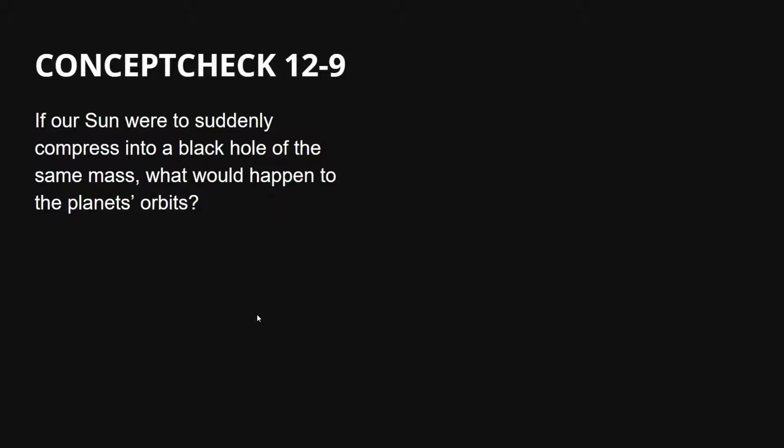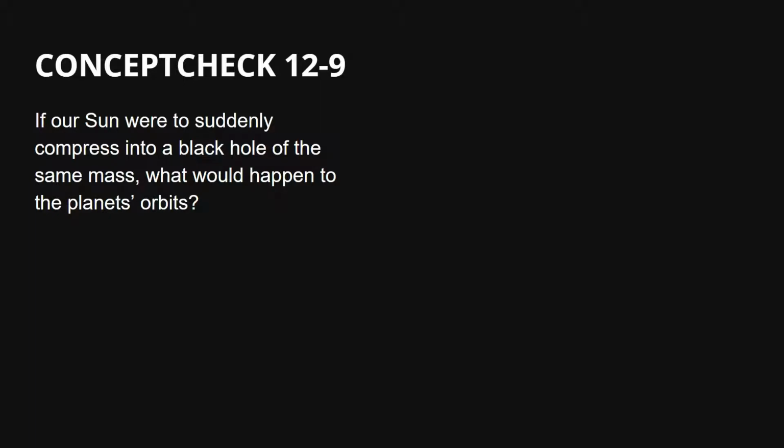So there's a lot of myths that we're going to clear up about black holes in this chapter, the first one right here. If our sun were to suddenly compress into a black hole of the same mass, what would happen to the planet's orbits? Some people might think, well, since our sun turned into a black hole, it's going to turn into a vacuum and just suck up everything around us.